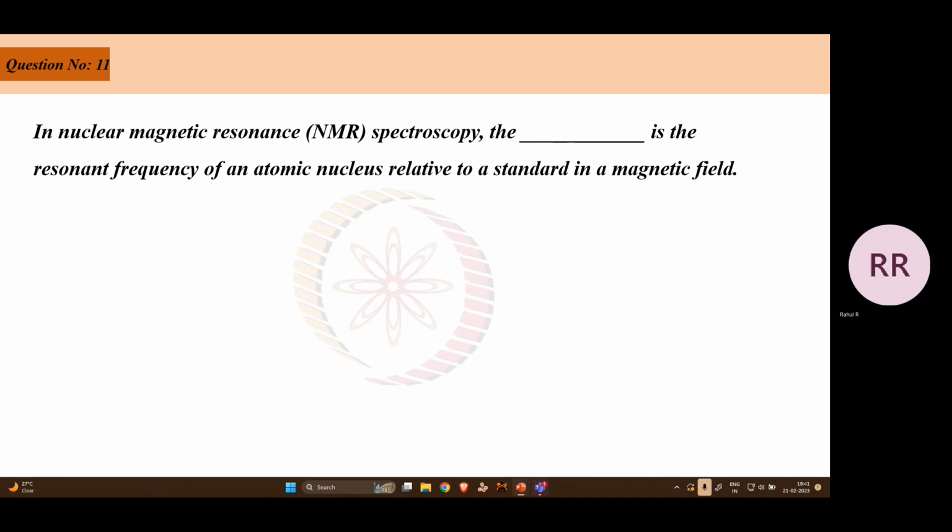I hope you guys actually understood what the question is. I'll read your question once again. In NMR spectroscopy, the dash is the resonant frequency of an atomic nucleus relative to a standard magnetic field. So this is some kind of parameter that you may measure while doing NMR spectroscopy, and that is actually the resonant frequency related to some standard magnetic field. I'll give you a few seconds to think about the answer, then I'll explain the answer to you.